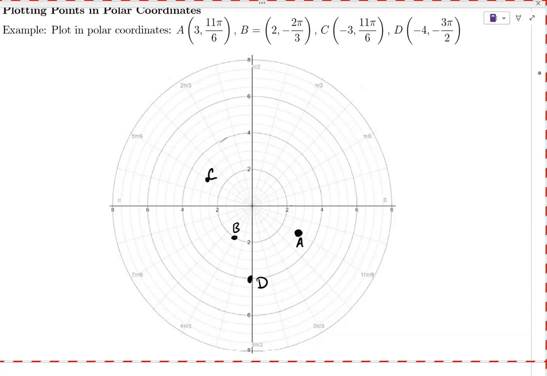So my point D will be here. Is this okay? I know the negatives are a little bit weird, right? It takes a little bit of practice. All right.